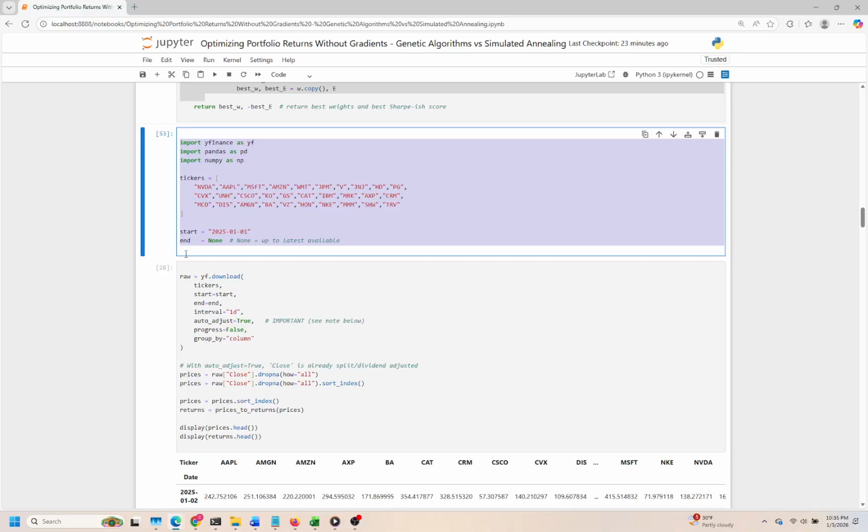We also establish two key variables to define the time frame we're interested in. The start date is set to January 1st, 2025, while the end date is left as None, which instructs the code to fetch data available up to the most recent date. This flexibility allows us to always have the freshest insights without needing to update the end date frequently.